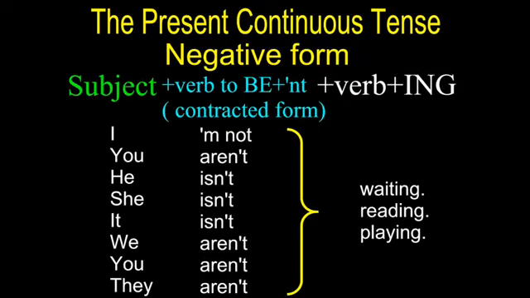For the negative form of the present continuous tense, we can also use the verb to be in its contracted form. For the personal pronoun I, the negative form is apostrophe m plus not. For example, I'm not waiting. For you, we, and they, it's aren't. You aren't reading. And for she, he, it, it is isn't. For example, she isn't playing.